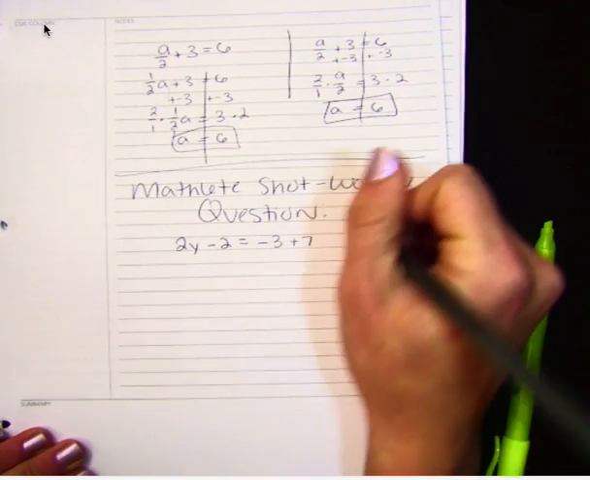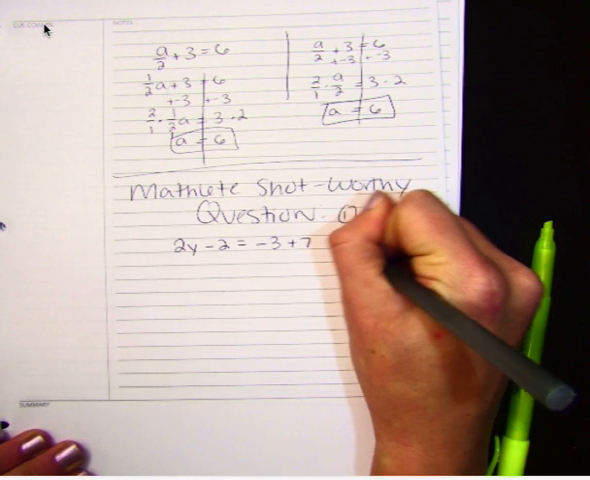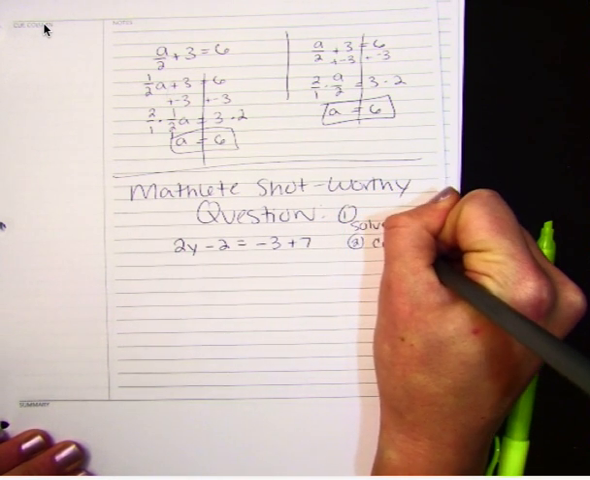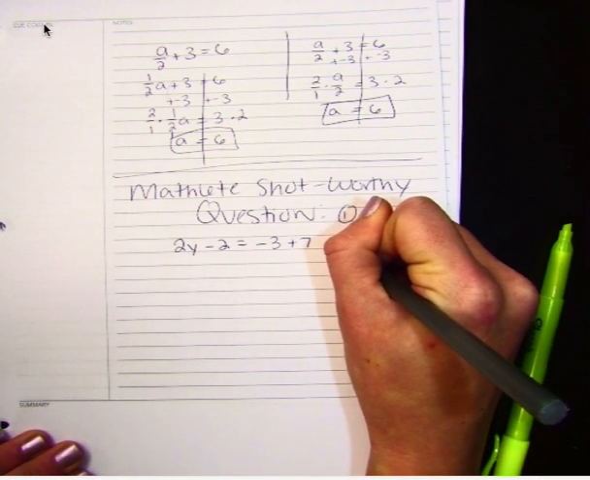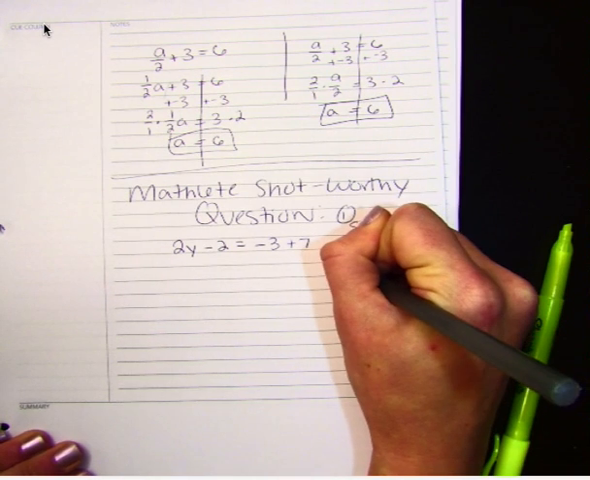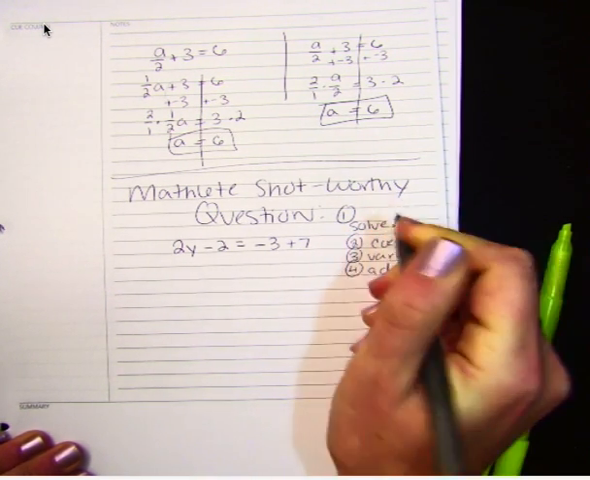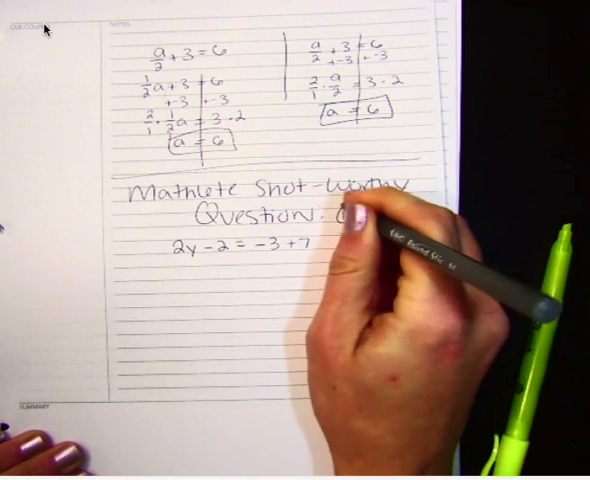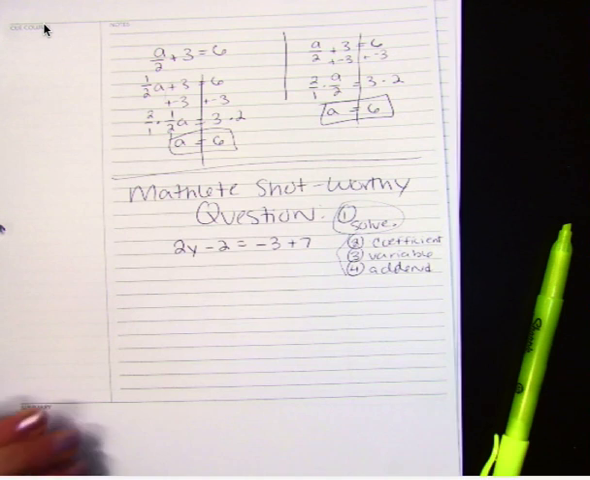Okay, so I want you to solve. I also want you to identify the coefficient, the variable, and the addends. Okay, so you'll earn one Mathlete shot for solving correctly and another Mathlete shot for identifying all 3 of these correctly. So you have the potential of earning 2 Mathlete shots for this.